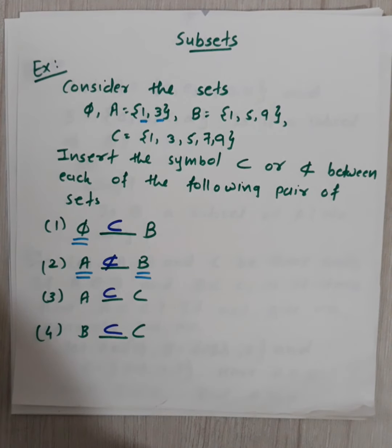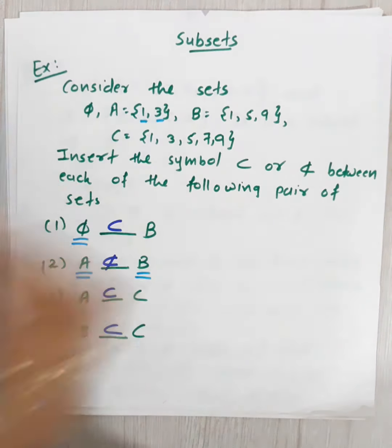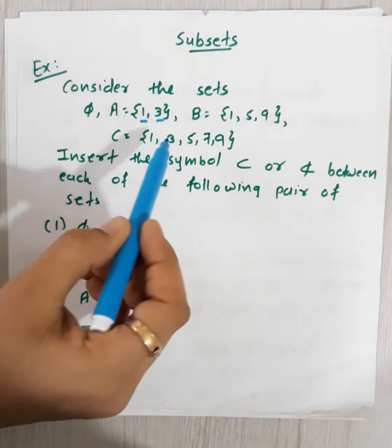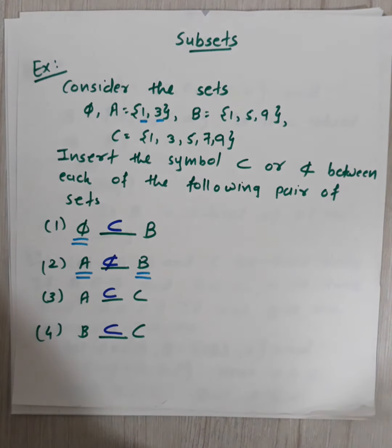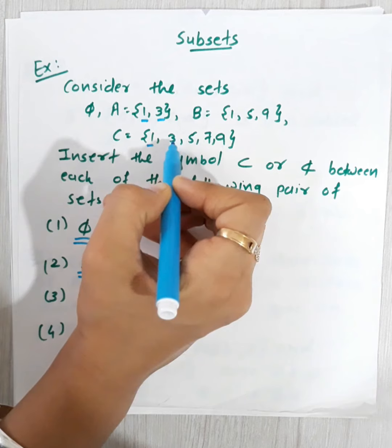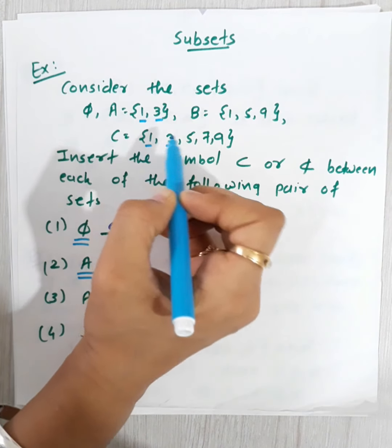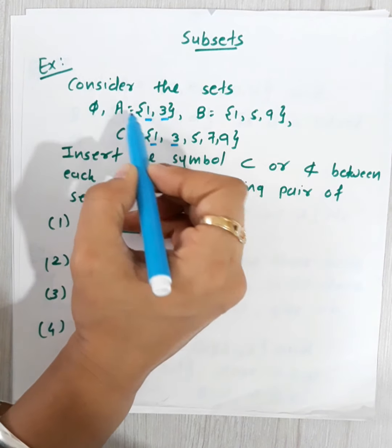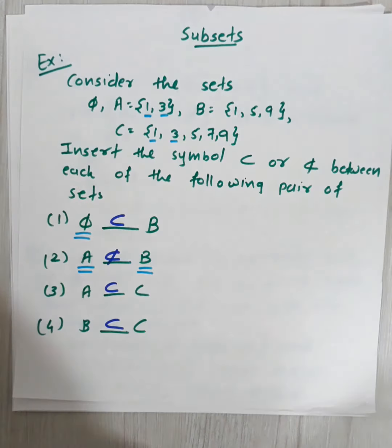Okay, so now A dash C. A is {1, 3}, C is equal to {1, 3, 5, 7, 9}. Now see, are 1 and 3 there in C or not? Yes. A has 1, and A has 3. So A is a subset of C. We can say this.